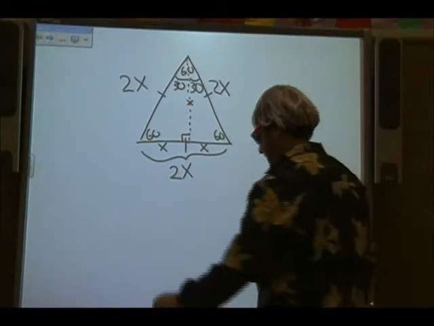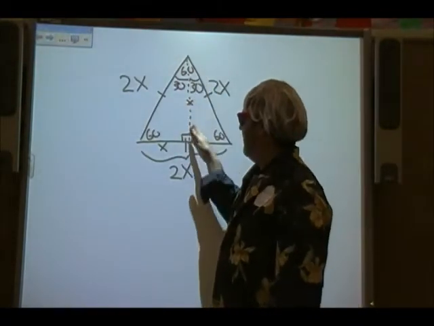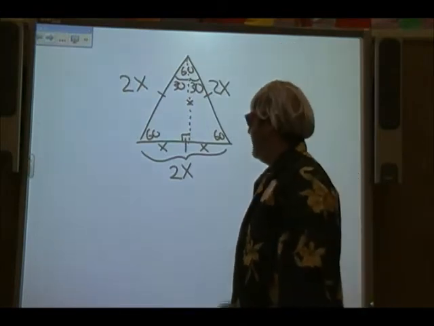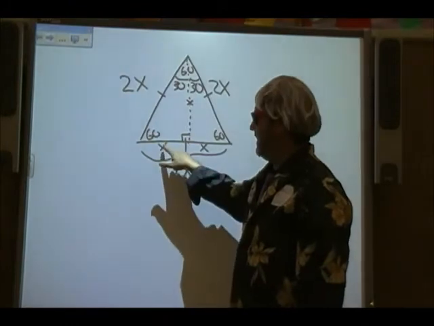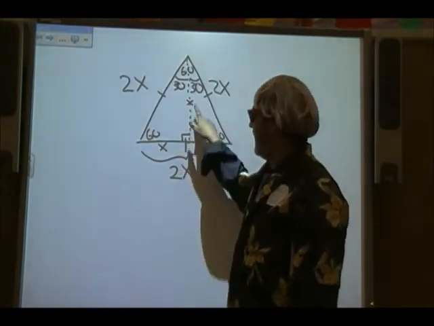Here's what you're going to do. First, you're going to say, what do you want to call this altitude? You can use any letter you want. Do not use the letter x, because then you're assuming it's the same size as this side. So you can't use x.